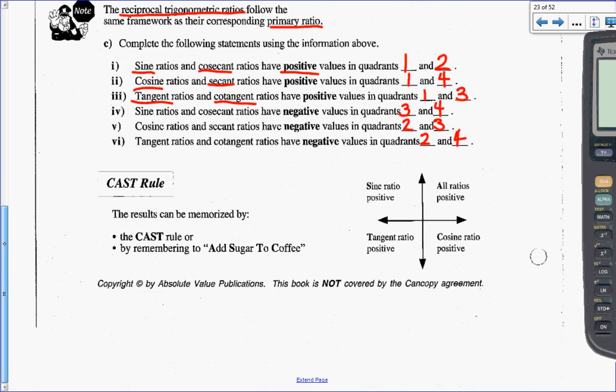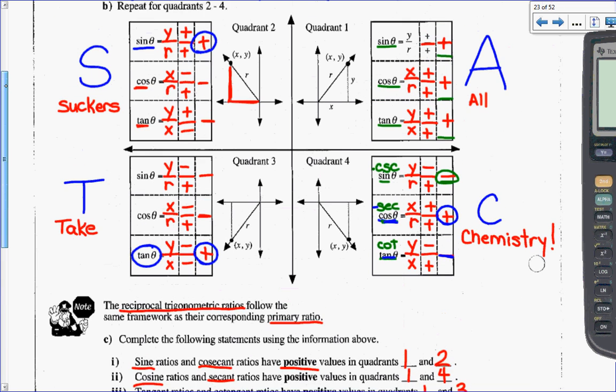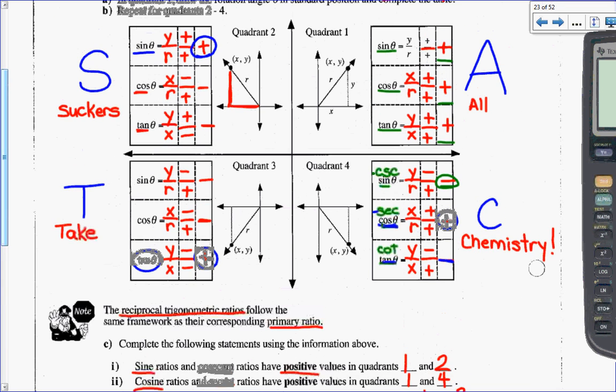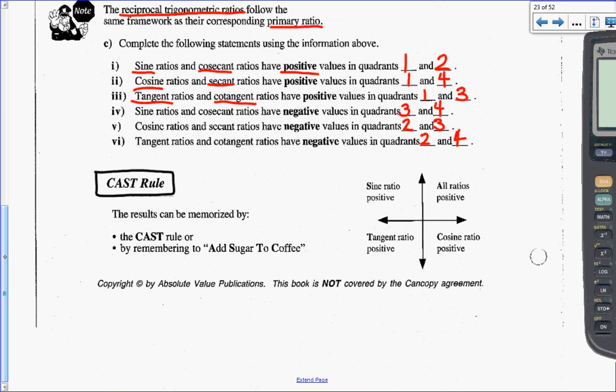Okay, so in our textbook, they call this the cast rule. Now I find this a little bit confusing because in order to look at this acronym as the word cast, you're starting in quadrant 4 and you're going 4, 1, 2, 3. So that's why I like the acronym All Suckers Take Chemistry a little bit better, because it starts in quadrant 1, and I just don't want there to be any confusion with how we number our quadrants. So we use All Suckers Take Chemistry. Here's another one you can use: add sugar to coffee. Okay.